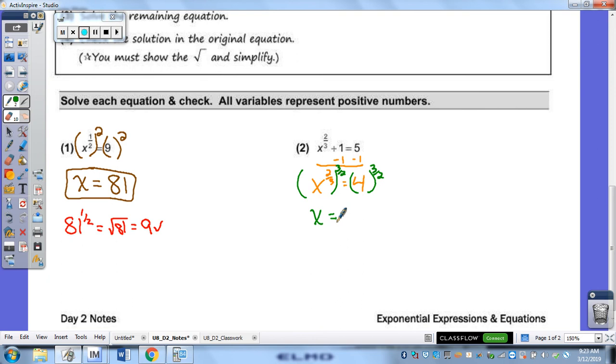So then over here, again, power over root. So that means it's the square root of 4, and then we'll cube it. So what is the square root of 4? 2. And then what's 2 cubed? 8.